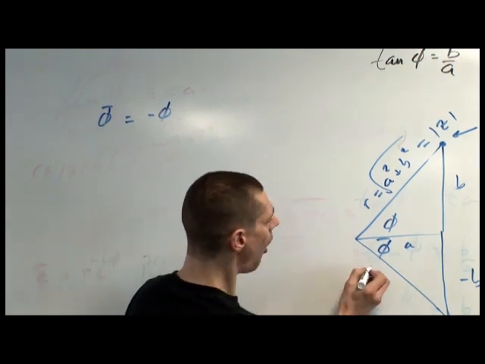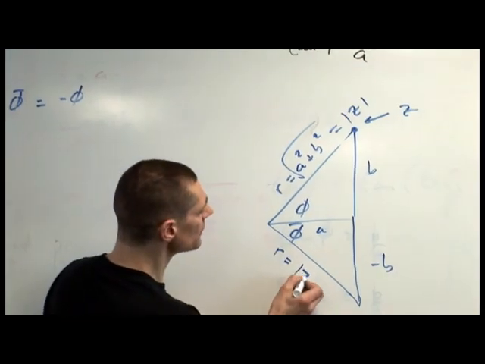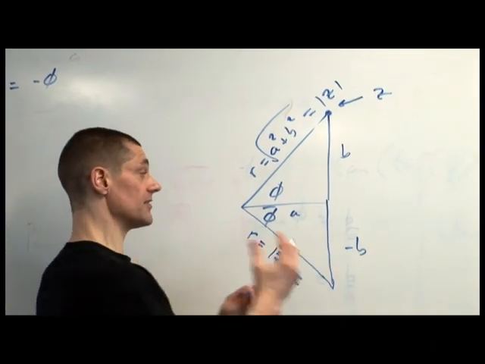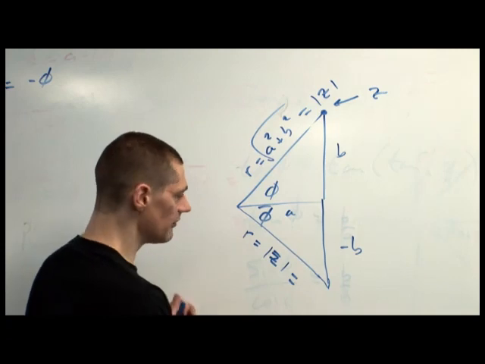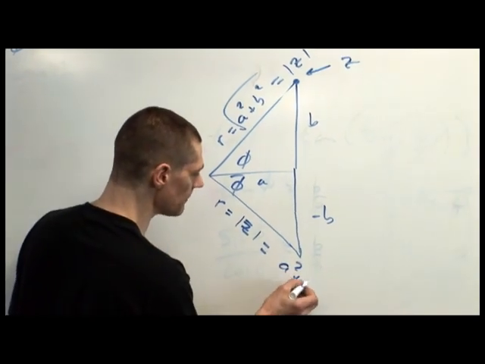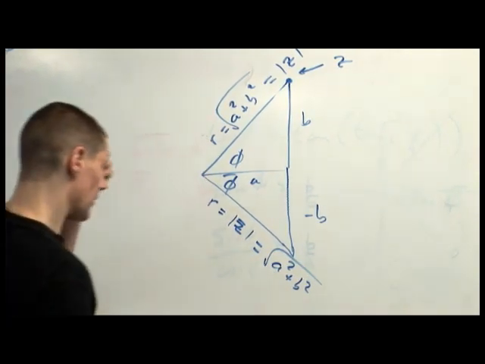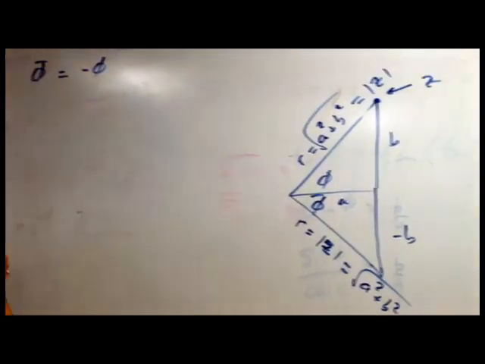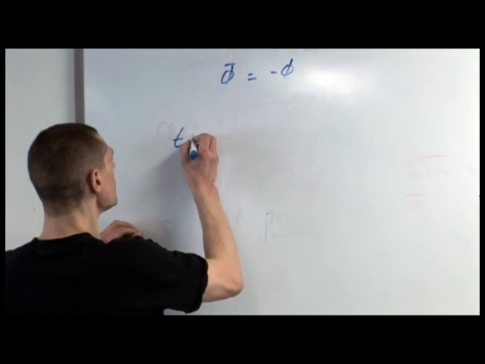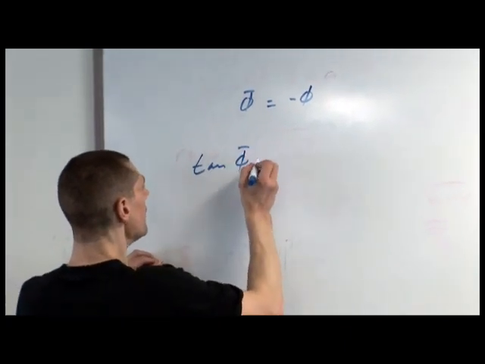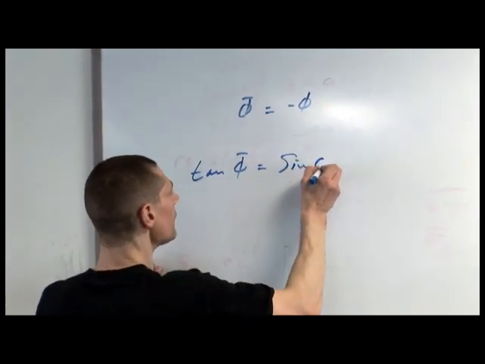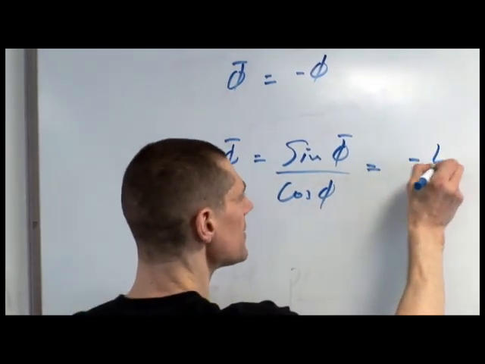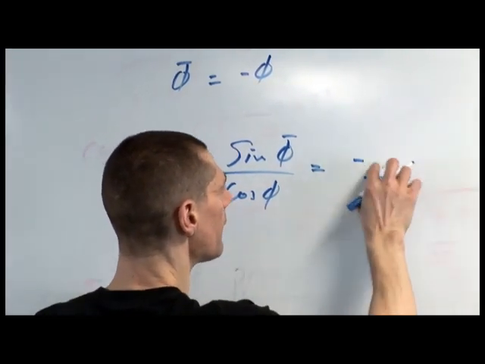Okay, so this is also r, which is the norm of z bar, and this is still going to be the square root of a squared plus negative b squared. Negative b squared is b squared. This is the square root of a squared plus b squared. So let's think about this. We know then that the tangent of theta bar is equal to the sine of theta bar over the cosine of theta bar, and this is minus b over a. Right?